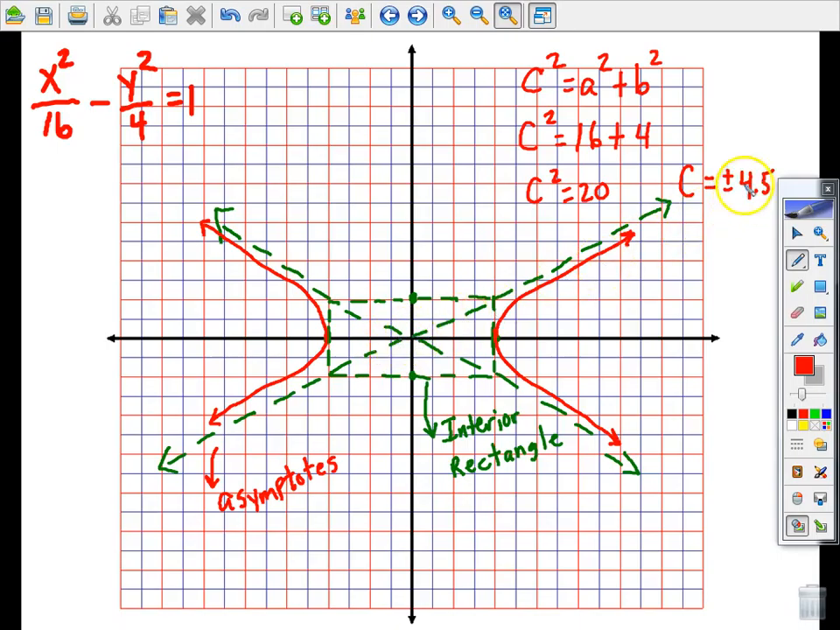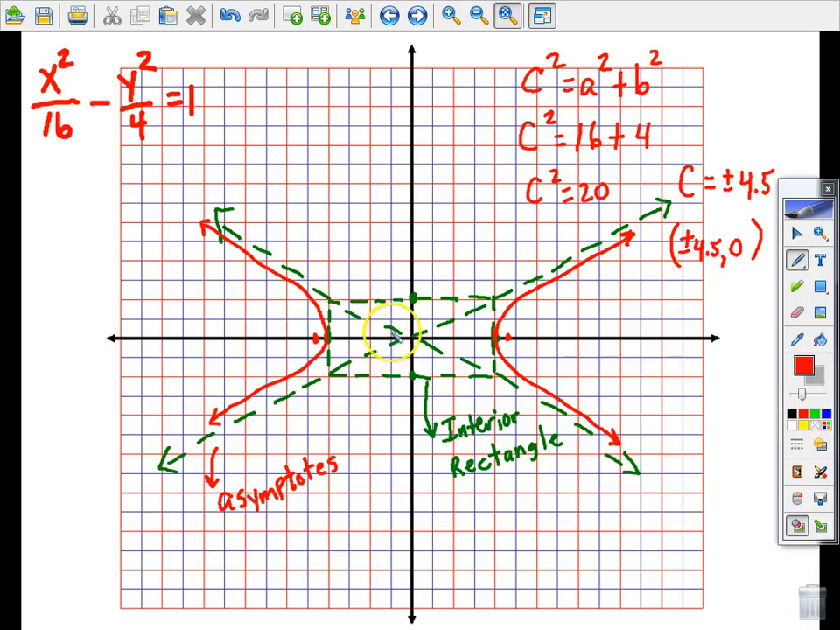So from the center, going right 4.5 places, I'm going to put a dot. Remember, focal points always go inside the mouth of the parabola. Well, I've got two of them I've got to plot. So I'm going to do the same thing going left C places, 4.5 places. So in ordered pair form, I would represent the foci as plus minus 4.5 since they're on the x-axis, 0. All right, any questions so far?